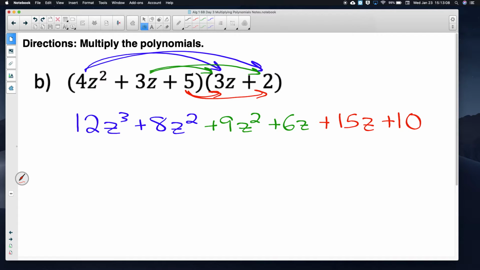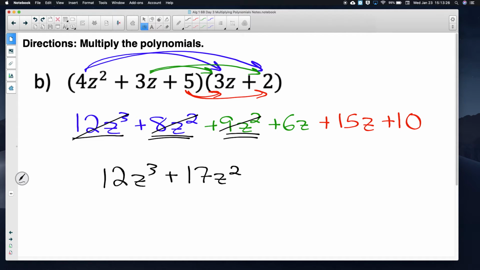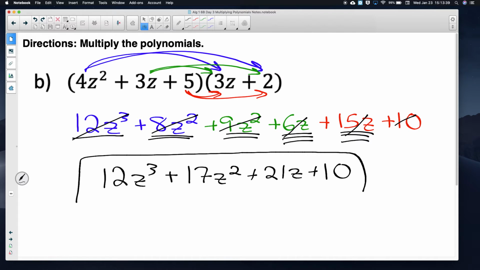So now just take a step back, combine those like terms. I only have one z cubed, so it's 12z cubed. I have a z squared there and a z squared there. So if I combine those, I'm going to get 17z squared. I've got a 6z plus 15z. So if I combine those, I'm going to get 21z. And then last but not least, I've got that constant term plus 10. So there we multiplied those two polynomials correctly.